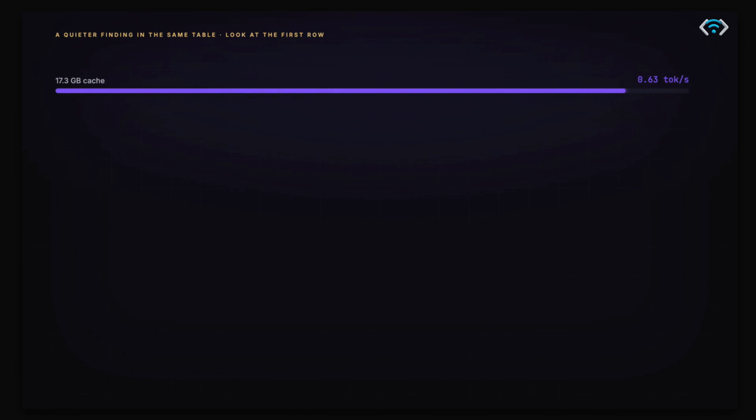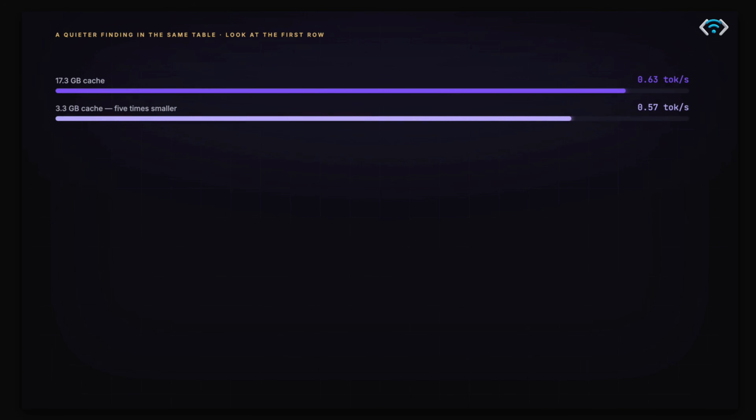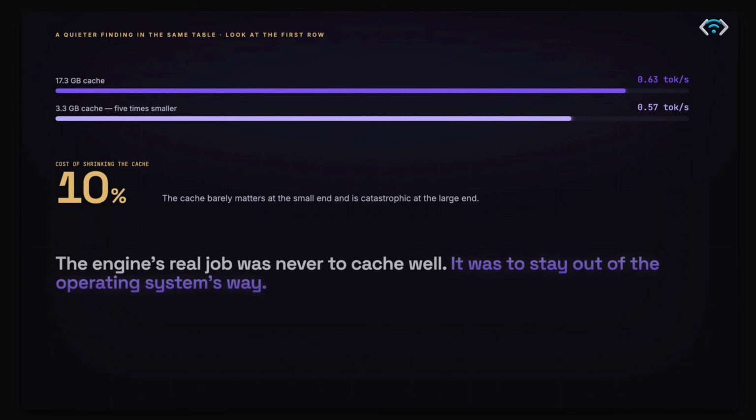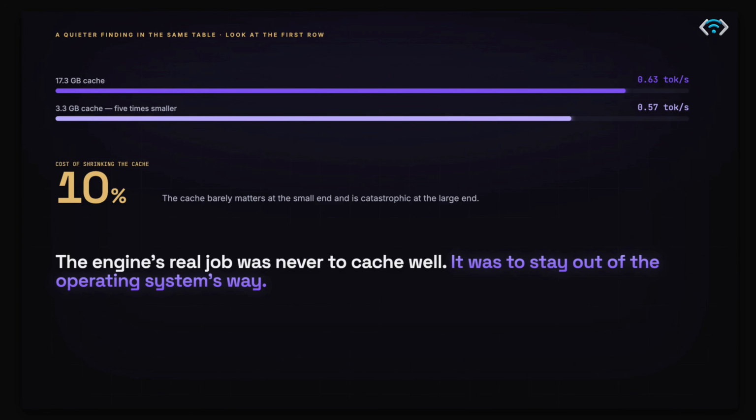And there's a quieter finding in the same table that I haven't seen anyone mention. Look at the first row. Shrinking the cache from 17 gigabytes down to 3 costs only about 10% of throughput. The cache barely matters at the small end and is catastrophic at the large end, which tells you the working set of a model this sparse is so vast that caching is nearly hopeless anyway. The engine's real job was never to cache well.